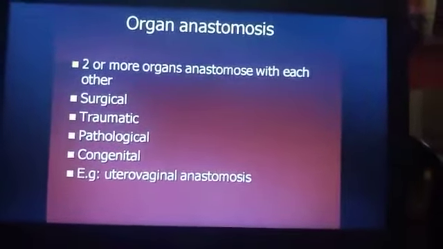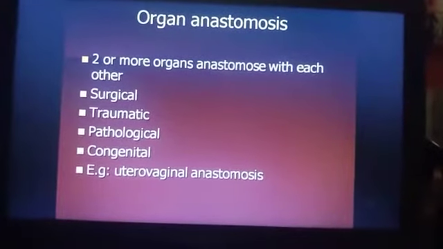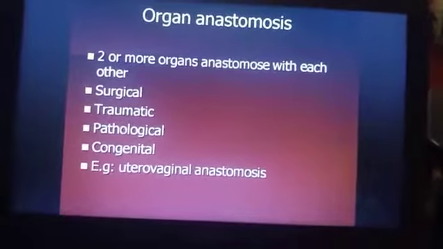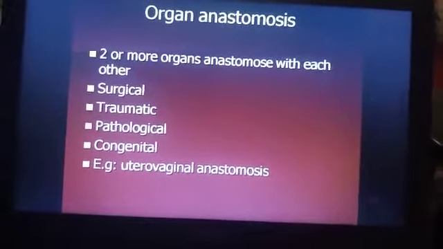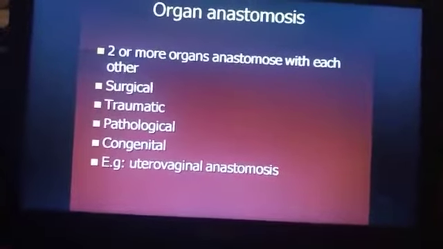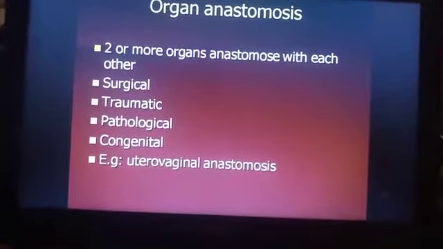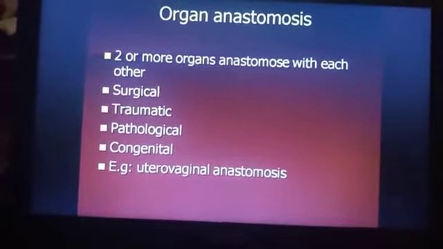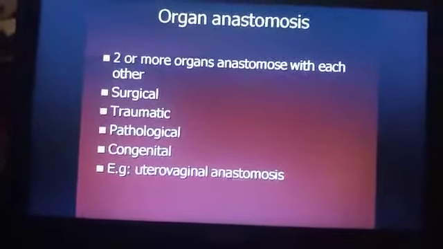Then we have the organ anastomosis, which is between two or more organs, and it could be surgical, meaning during surgery it may be created. Traumatic means during some injury. Pathological, congenital means since birth, for example, the uterovaginal anastomosis. These are a few examples of the organ anastomosis.